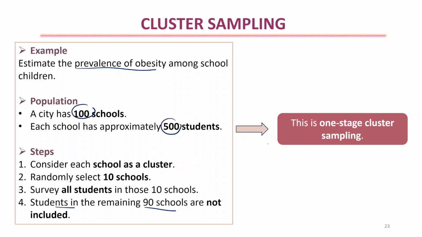Since we selected the clusters and included everyone inside those clusters, meaning we selected the school and included every individual in that school, this is called the one stage cluster sampling technique. Remember this point because this is often asked in exams. If all individuals within the selected clusters are studied, this is one stage cluster sampling.